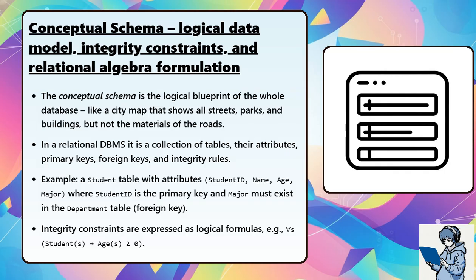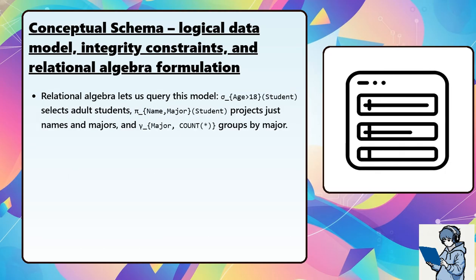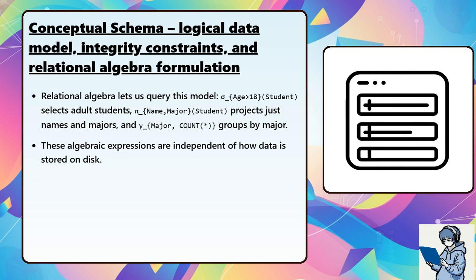Integrity constraints are expressed as logical formulas. For example, for all S, student(S) implies age(S) is greater than or equal to 0. Relational algebra lets us query this model. Sigma age greater than 18 of students selects adult students, pi name and major of student projects just names and majors, and gamma major and count of all groups by major. These algebraic expressions are independent of how data is stored on disk.